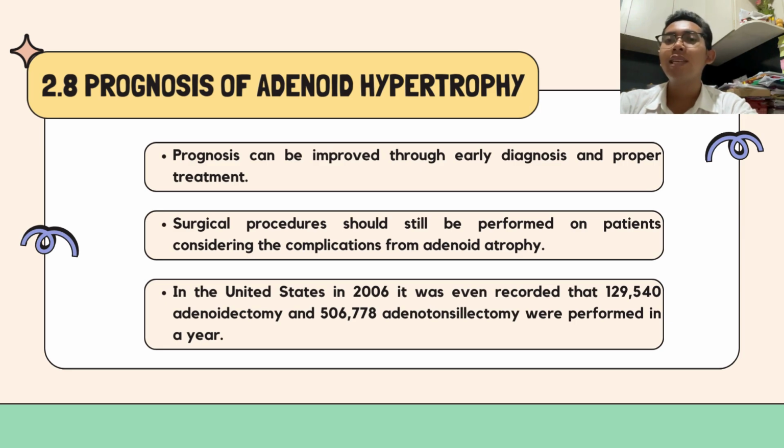In the United States in 2006, it was even recorded that 129,540 adenoidectomies and 506,778 adenotonsillectomies were performed in a year.